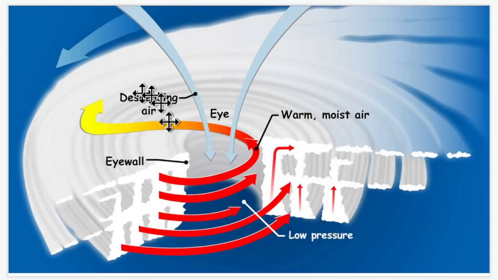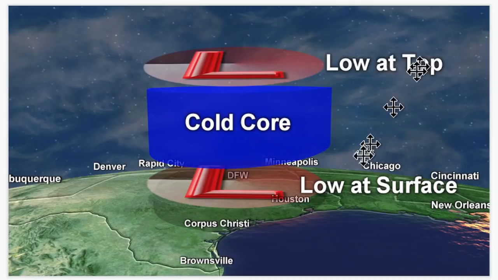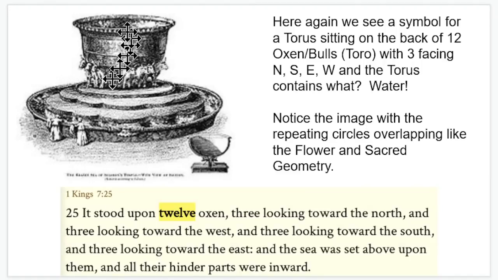Now, I said you needed two toruses at a minimum to get a hurricane going. You need one on top, one on the bottom, like this. You need a low at the top and a low at the surface. And so you have a torus on the top and a torus on the bottom. That is the image that a hurricane functions on. And it's also the same image that I showed you earlier, isn't it? Let me grab it real quick here so you can see it again, remind you what I'm talking about. The torus on the top, the torus on the bottom, and the smaller toruses in between and supporting the storm, you might say.